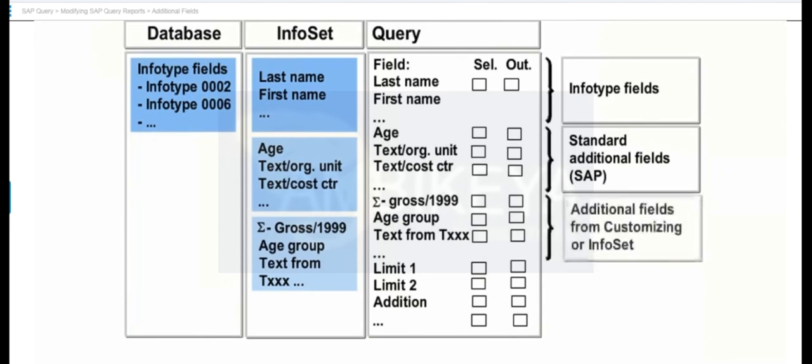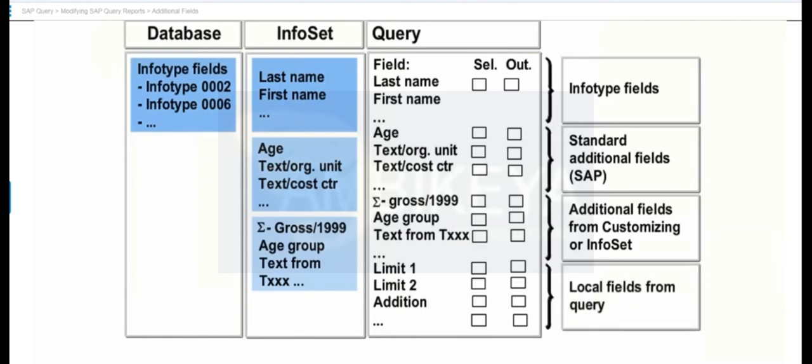Additional fields from customizing or info set. Additional fields can also be defined by customers to meet special company-specific requirements. They can be created in HR customizing or when an info set is created. Local fields. Local fields are similar to additional fields and are used to meet specific requirements. They are defined within the query and are available only for that query.